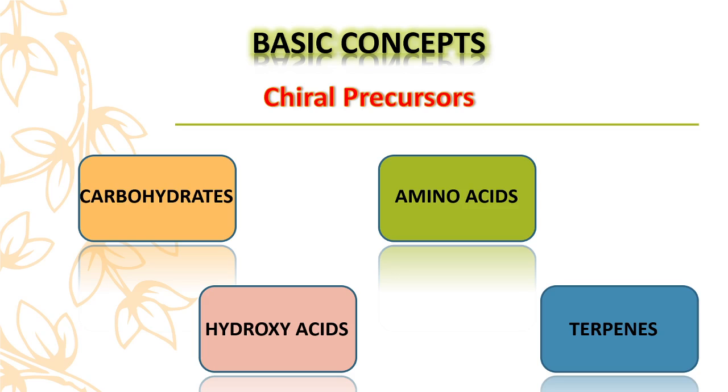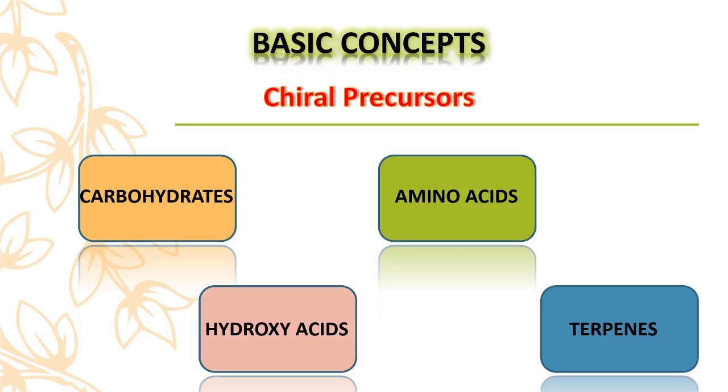Okay, so these carbohydrate, amino acid, hydroxy acid and terpene are used as chiral precursors for the synthesis of natural products because these compounds are chiral and optically active. Hence they are used as chiral precursors for the synthesis of natural products in the Chiron approach. So most of the drugs are chiral in nature, hence we use these as chiral precursors.